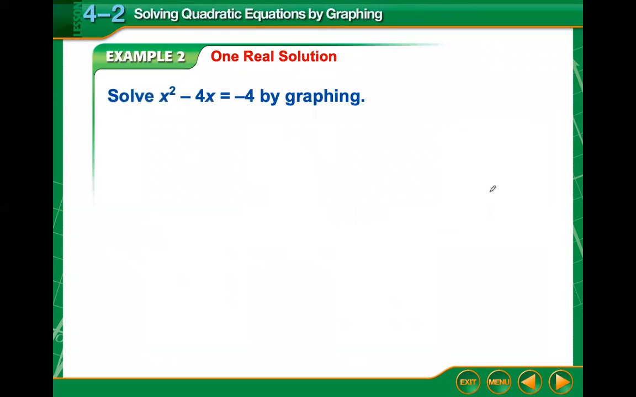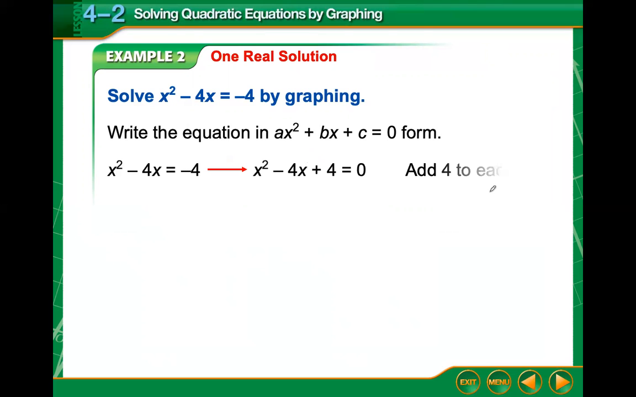So when you take a look at our next one, we have x squared minus 4x equals -4. We're going to solve this by graphing. To graph this, we need to go ahead and move over one of the values or two of the values, however you would like to look at it, so that we have our equation in standard form. So to do this, we're going to add 4 to both sides so that we end up with x squared minus 4x plus 4 equals 0.